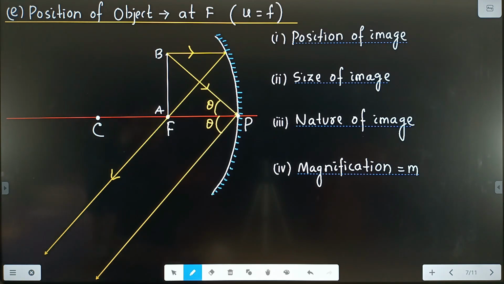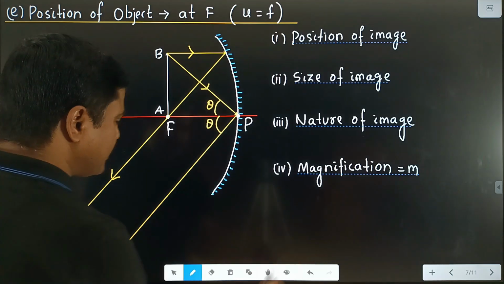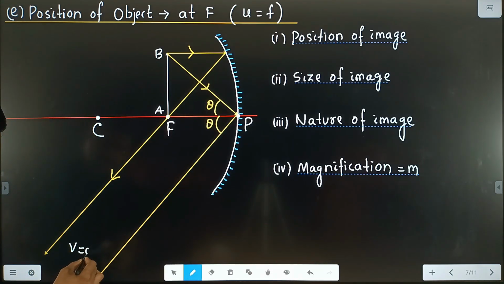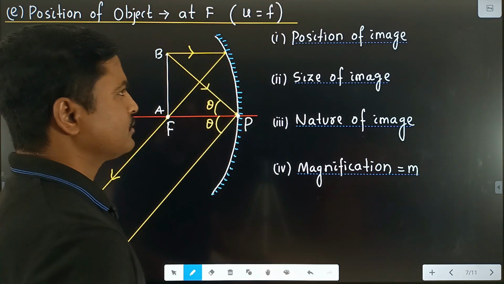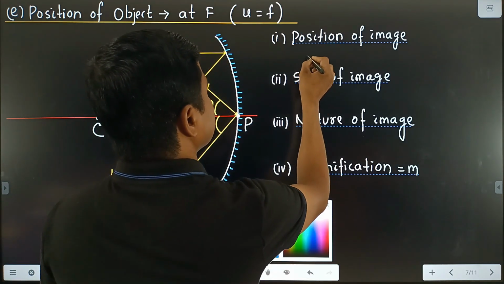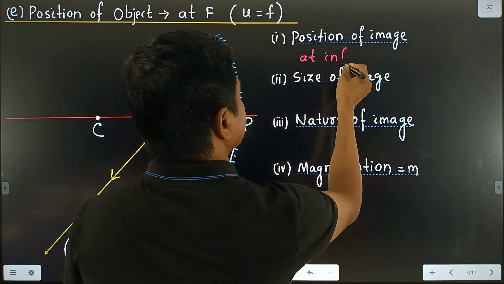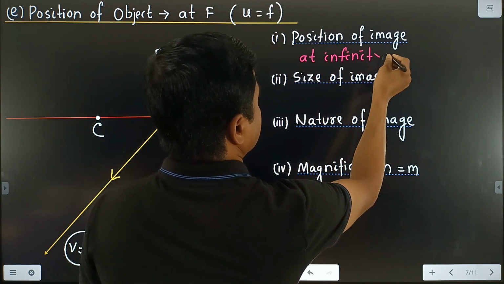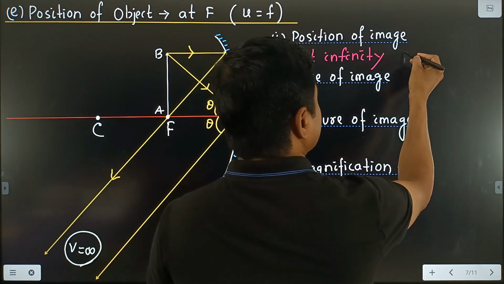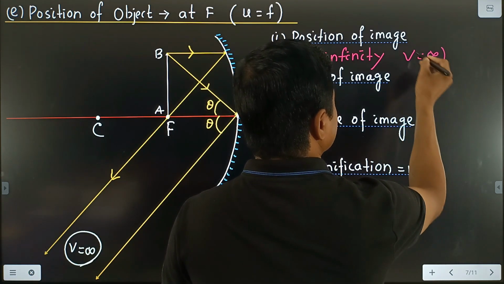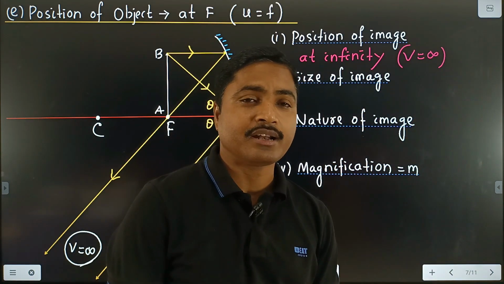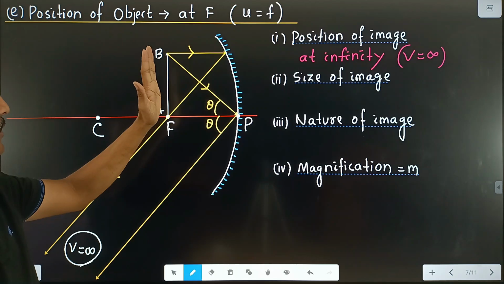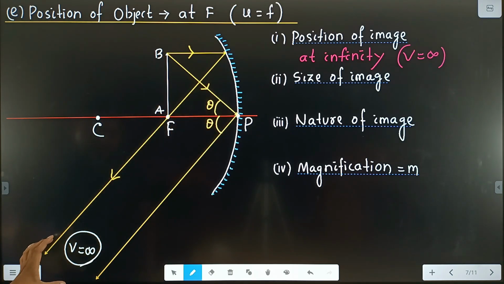And look at the figure. Here both the reflected rays are parallel to each other. If both the reflected rays are parallel to each other, the image is formed at infinite distance. Image is formed at infinity, and that is the position. Position of image we write simply at infinity. Clear? That means V, the image distance, is equal to infinity. If object distance is equal to F, image distance is equal to infinity. That means if the object is situated at focus, the image is formed at infinity.